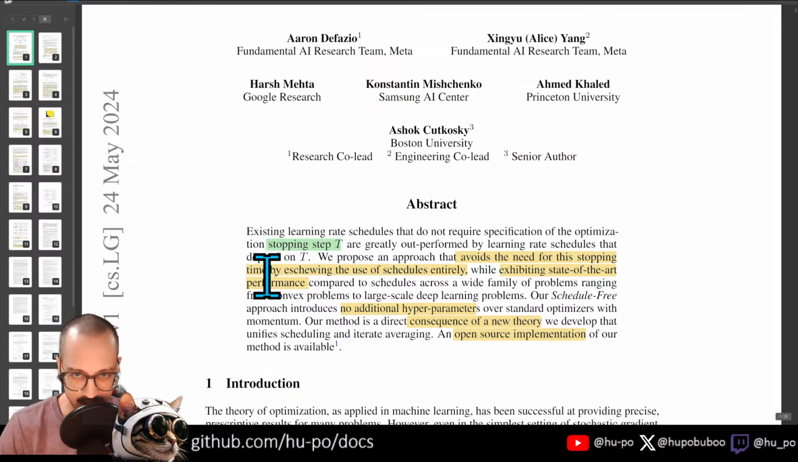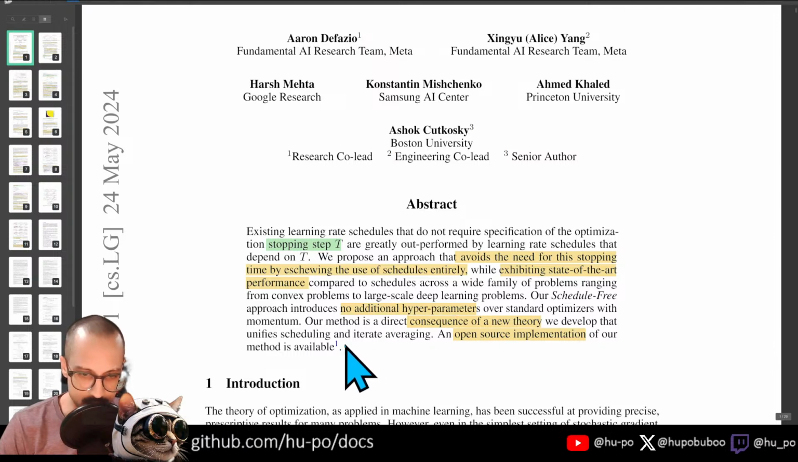While exhibiting state-of-the-art performance compared to schedules across a wide family of problems, ranging from convex problems to large-scale deep learning problems, our schedule-free approach introduces no additional hyperparameters. And this is the key part. It's not that it has no hyperparameters, it's no additional hyperparameters. It's a little bit of a letdown, but there are some hyperparameters associated with this over standard optimizers, such as all those that have momentum. Our method is a direct consequence of a new theory we developed that unifies scheduling and iterate averaging.